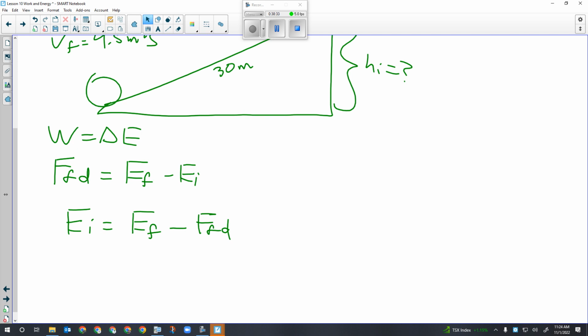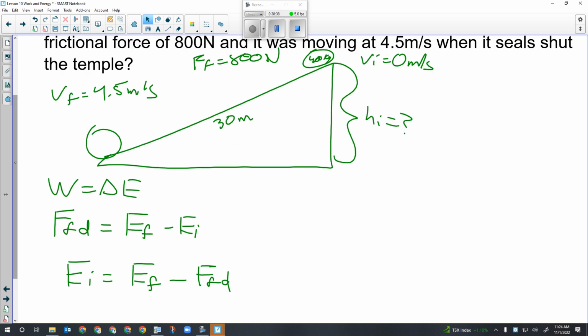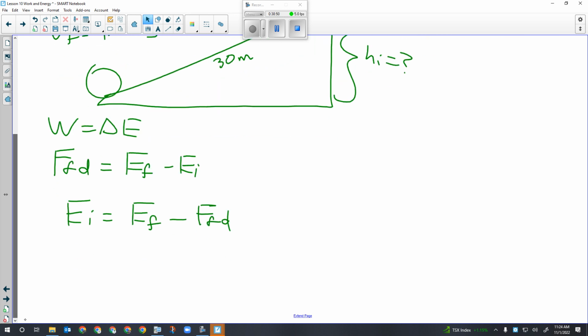Now I'm going to have a look at my types of energy. When this thing starts at the initial point, it only has what? It only has potential energy, because it's not moving. We wrote up there that VI is 0. So I can write right here M times G times H initial. And at the end, it only has kinetic. That's what makes this question a little bit easier, that there's only those two kinds of energy minus the work.